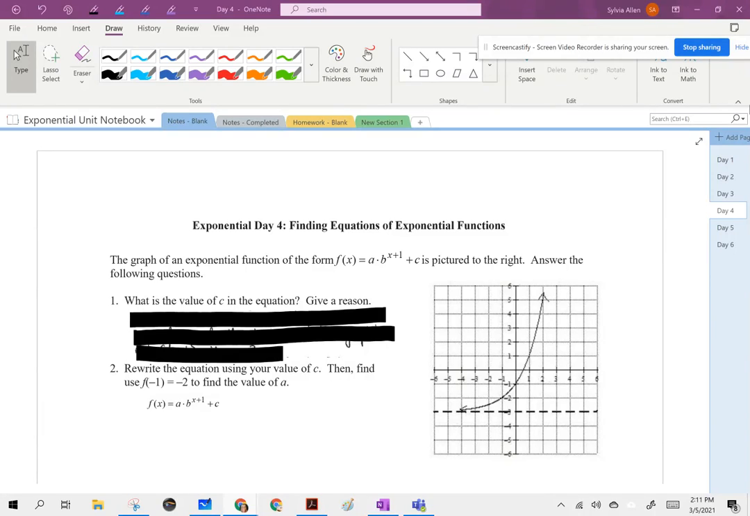Right, so we're going to talk about exponential day 4. We're going to talk about finding equations of these exponential functions. So we always need to make sure that we're reading and paying careful attention to detail.